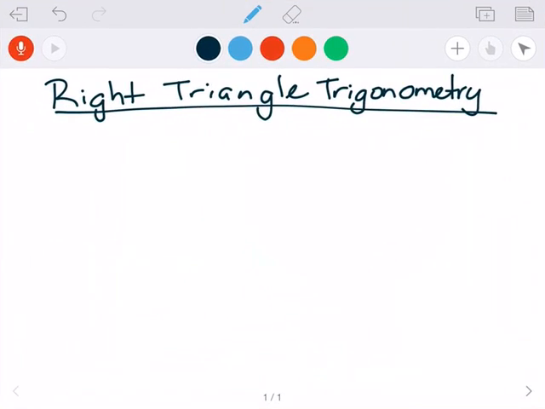Today we're going to talk about right triangle trigonometry. Right triangle trigonometry is used to find missing side lengths and/or angle measures in a right triangle. So we could make note of that.